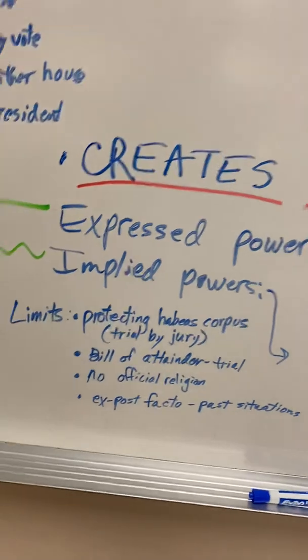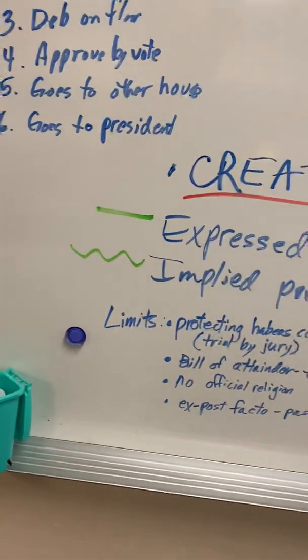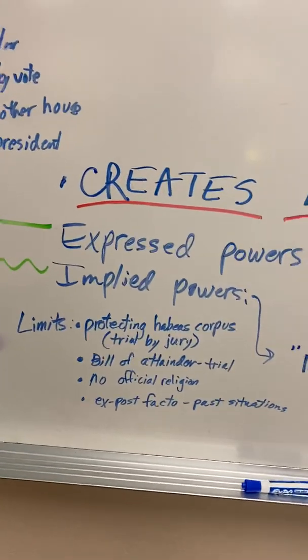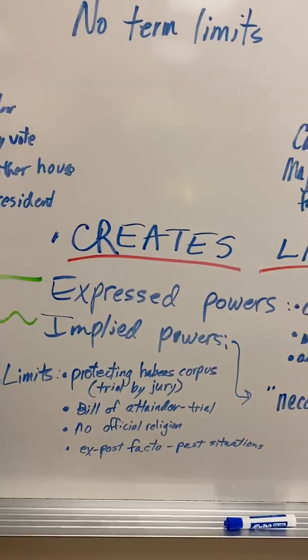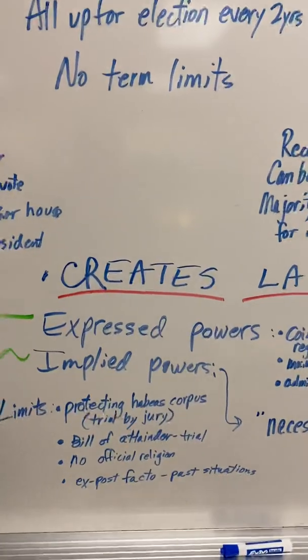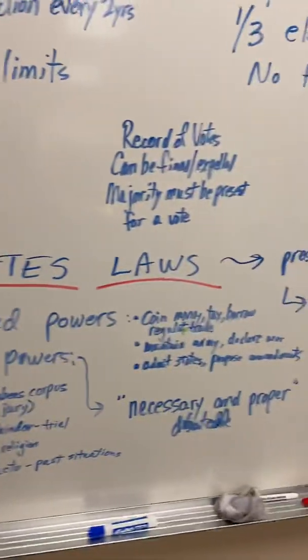Okay? So that's Article 1 in a nutshell. The legislative branch passes laws. Their main goal is to create laws.